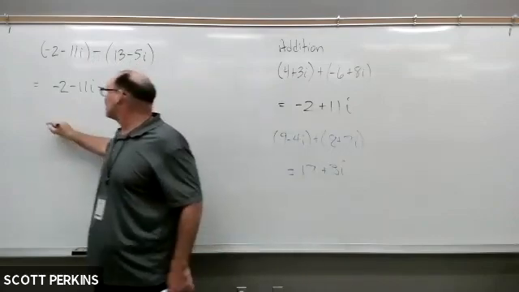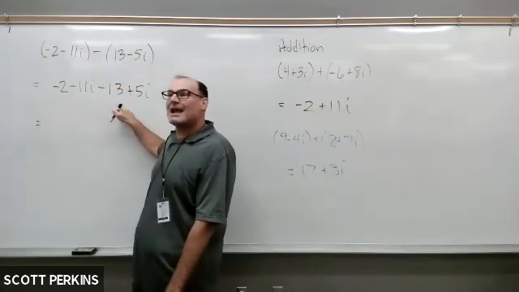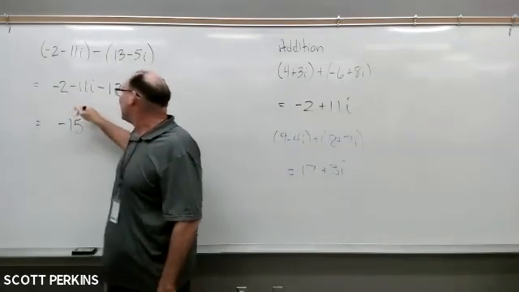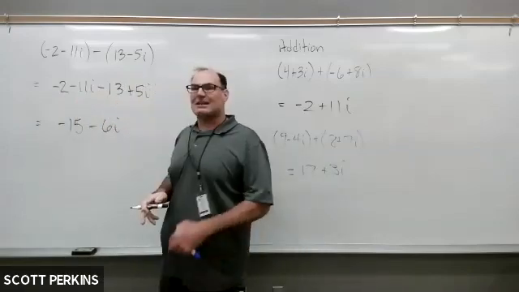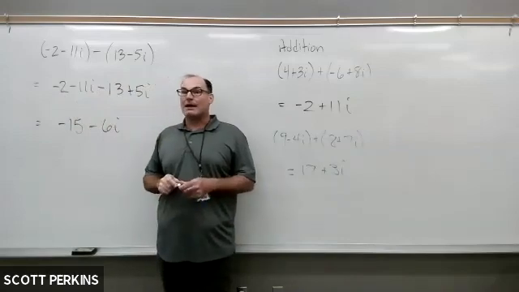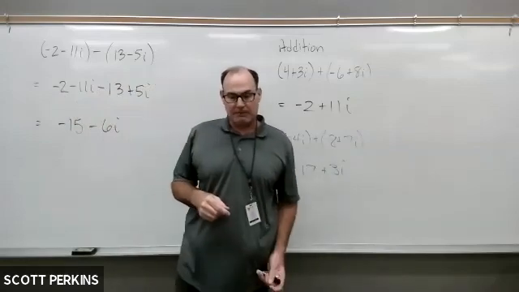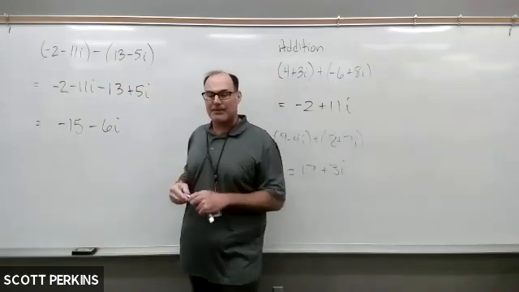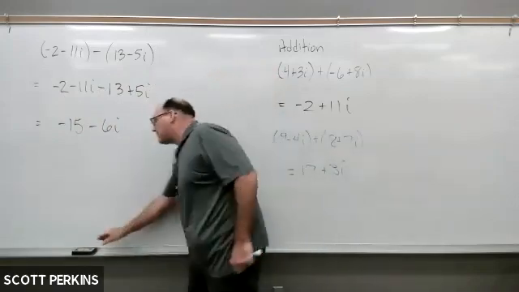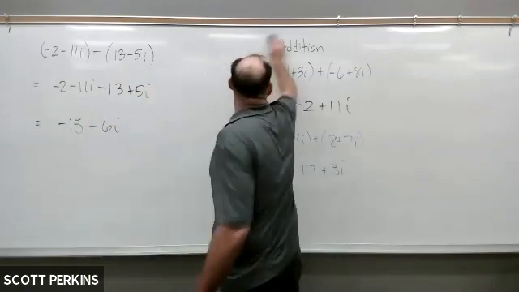Now I'm going to collect the like terms. The real parts, -2, -13 is -15, and then -11i plus 5i is -6i. And there's my subtraction when I subtract those two complex numbers. So do exercise 6, a subtraction problem for you. That is right to the right of the problem that I just did.